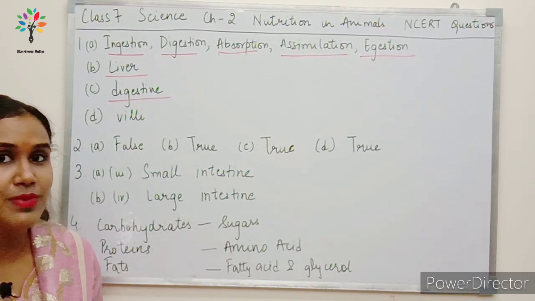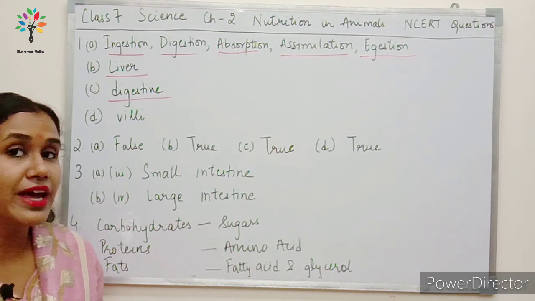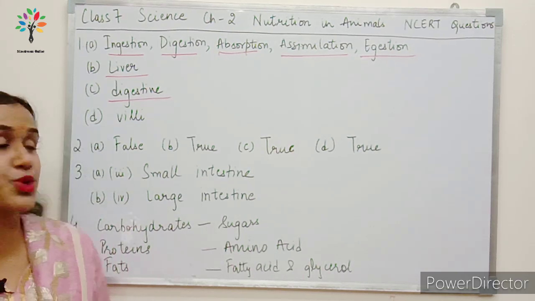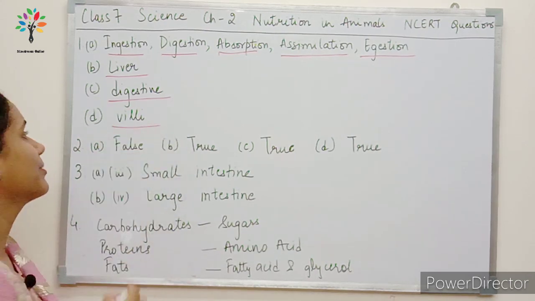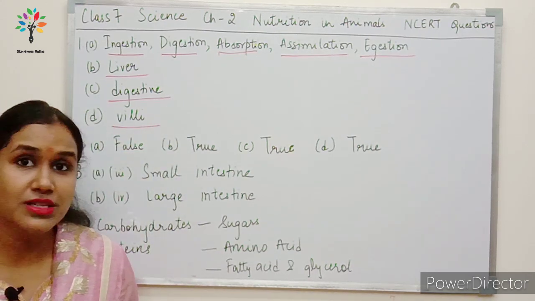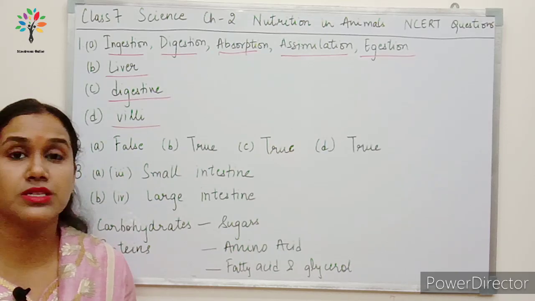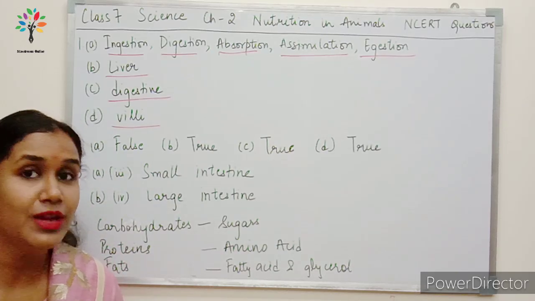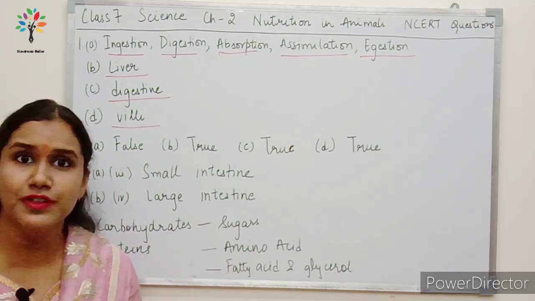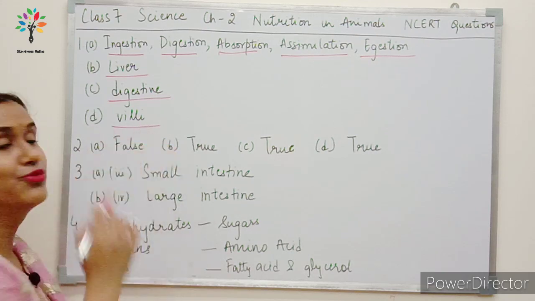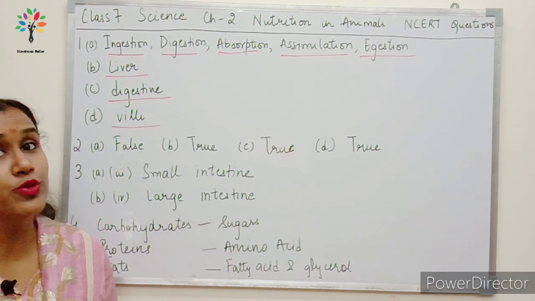The last fill in the blank is: the inner lining of the small intestine has many finger-like outgrowths called the villi, right? We had discussed that there are many finger-like projections present in the inner lining of the small intestine which help to increase the surface area for absorption, and these projections are called the villi. I hope you remember.